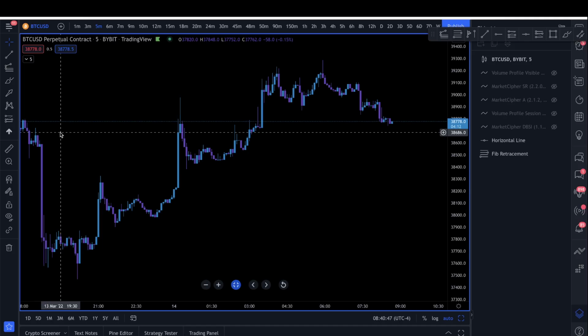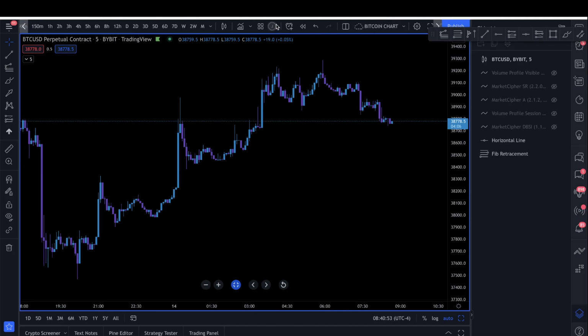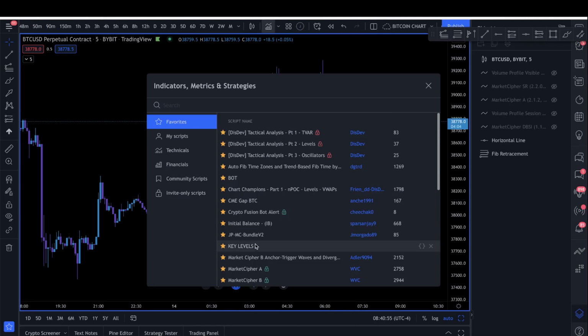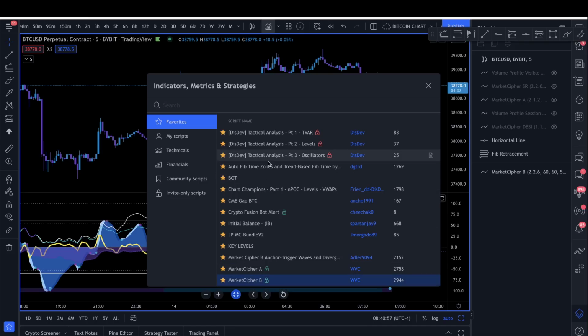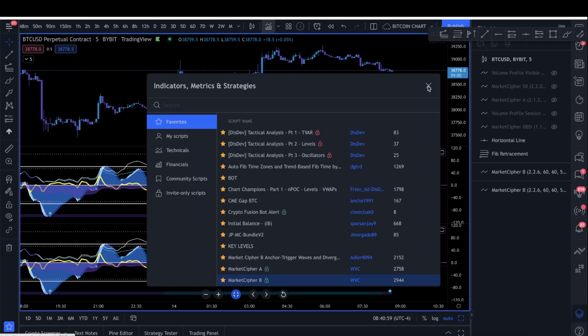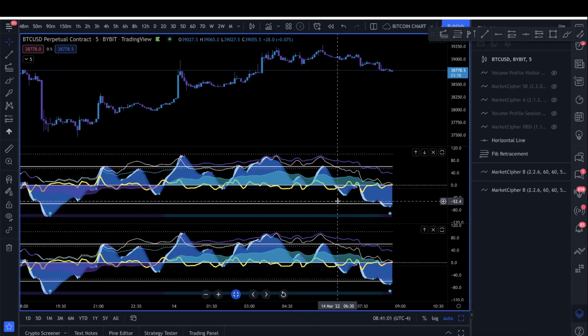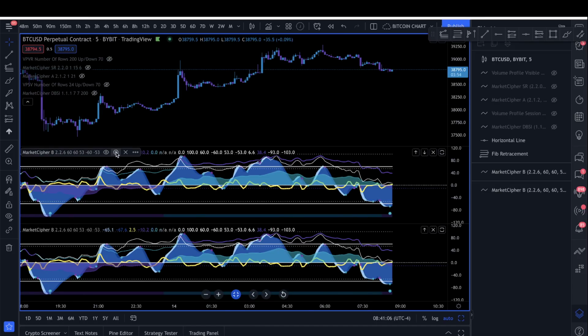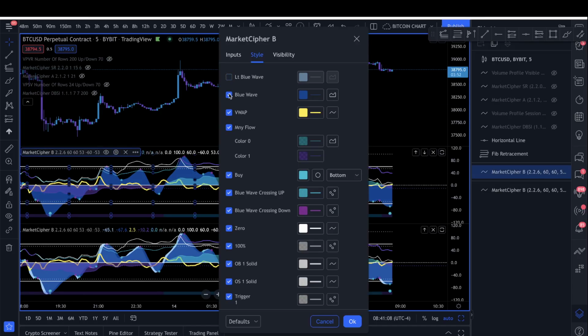So here's what we're going to do. We are going to pull open the 5-minute time frame. And then I am going to use an indicator called Market Cipher B, and I'm going to put 2 of these on my chart. Then I'm going to click the gear button and turn off everything except for the money flow.